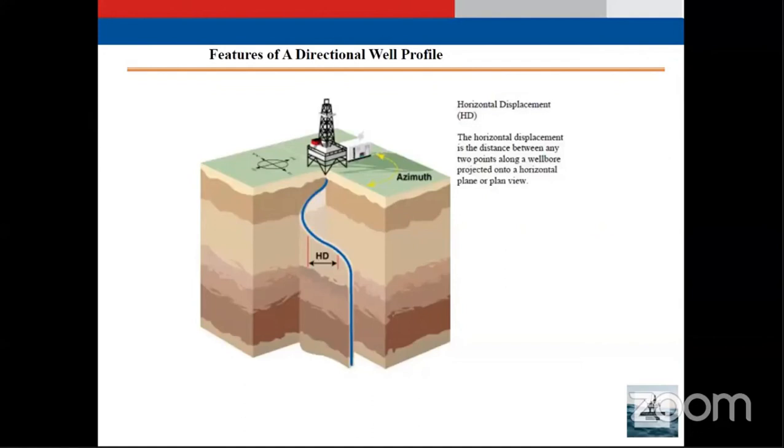Horizontal displacement is a feature of directional drilling. It is the horizontal distance between the surface location and the target location. We use the horizontal displacement in the calculation of the directional well profile, so keep in mind what it means: the horizontal distance between the surface location and the target location. As in the picture, this is HD, the horizontal displacement.